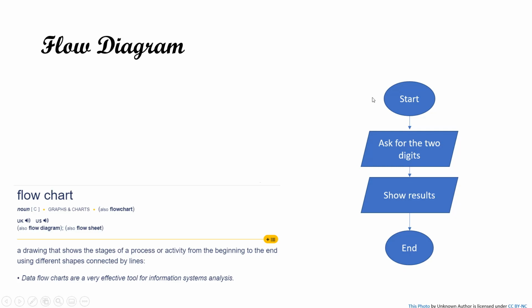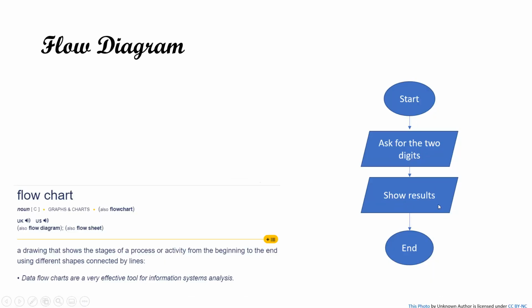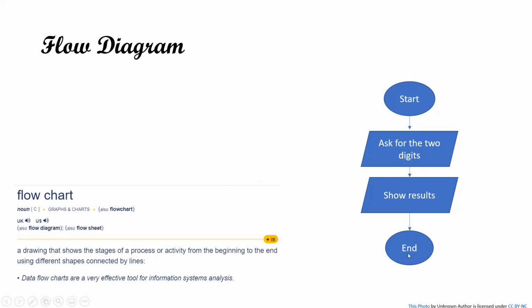So we start our software, we ask for two digits, as you can see here. Please write the first number and the second one. Then second, you show the result. So here I show the result, and then it finishes. So this is where we put our logic. We're going to make a calculator that has an addition. So our logic will be to sum two digits. Our software is only going to sum two digits.